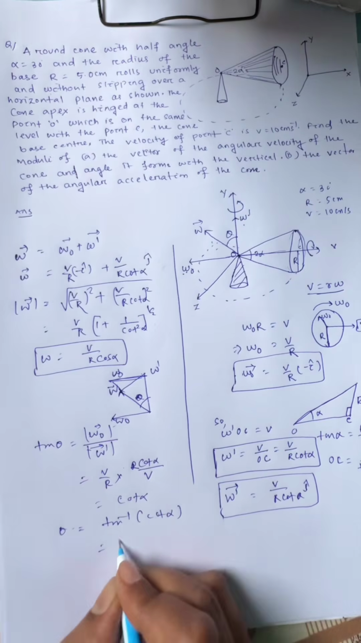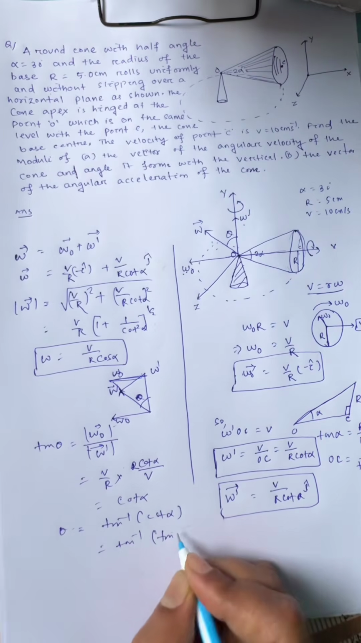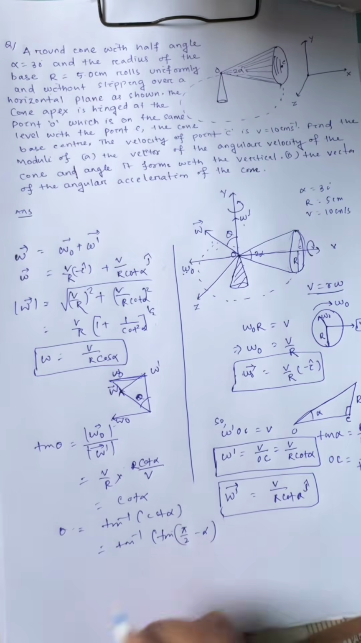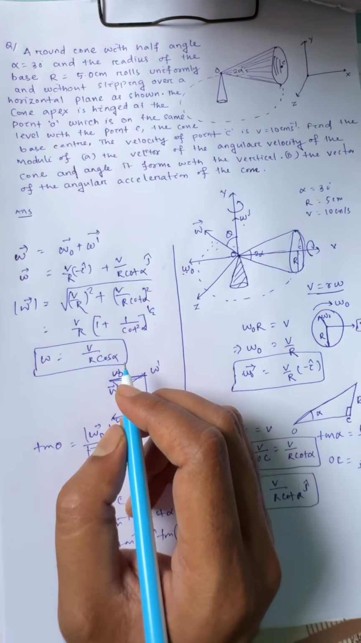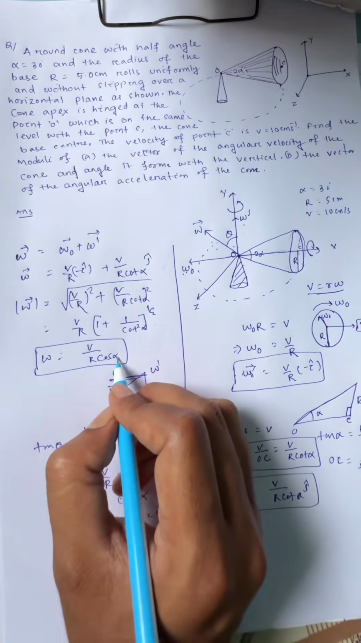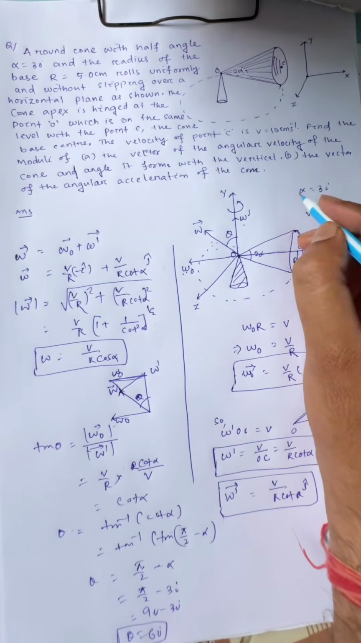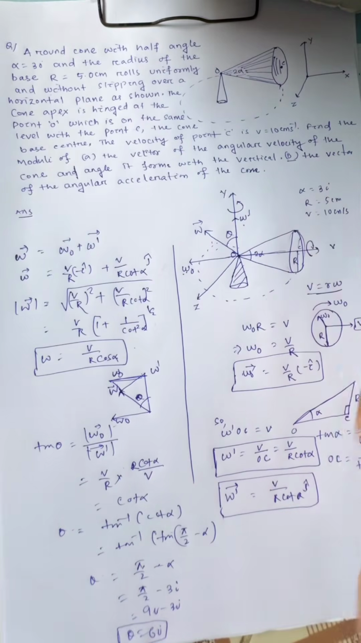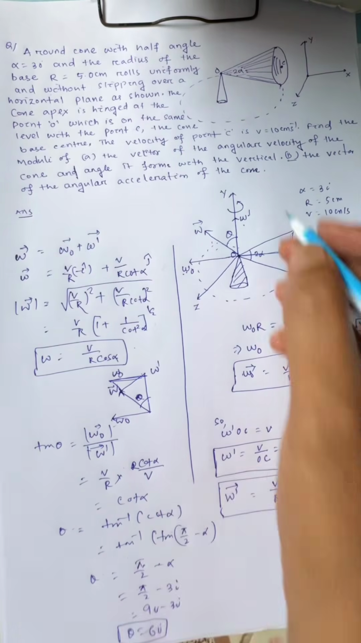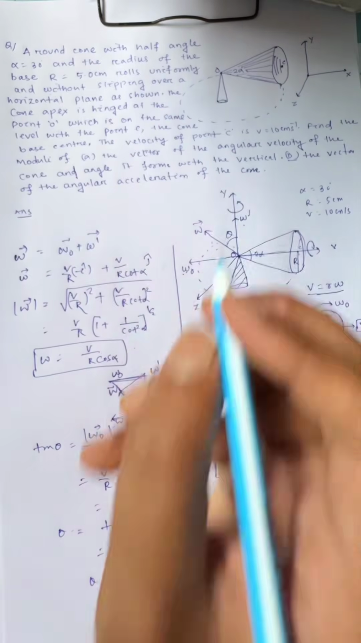Cot alpha, I can say, is tan of pi by 2 minus alpha, 90 minus 30, that is 60 degrees. As we have the values of v and r, we will get the answer by putting in v, r and alpha. Similarly, in the next part, we will solve for the magnitude of the vector of angular acceleration of the cone. Thank you.